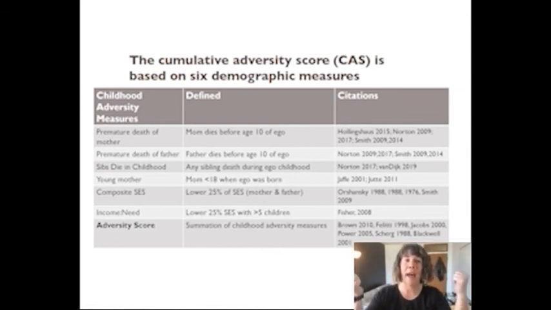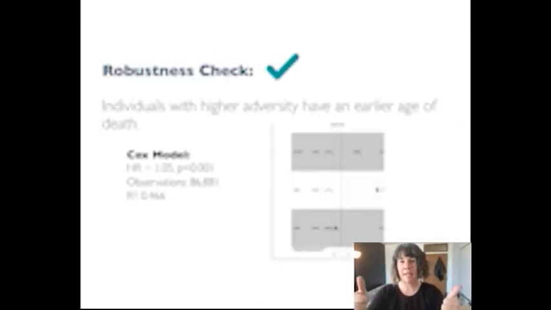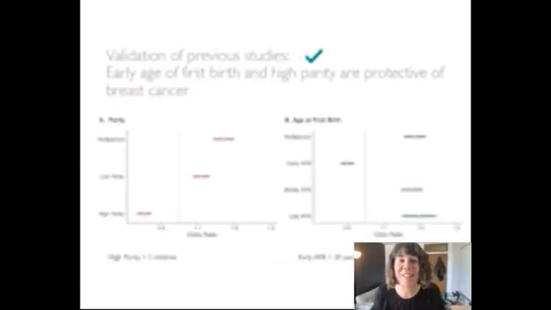We also wanted to validate our cancer study. Does early age at first birth and higher number of children, is this protective against breast cancer? Yes, it is. This is all what we'd expect to see in this data set. So then we asked the question, does adversity predict breast cancer, right? And the answer is no.